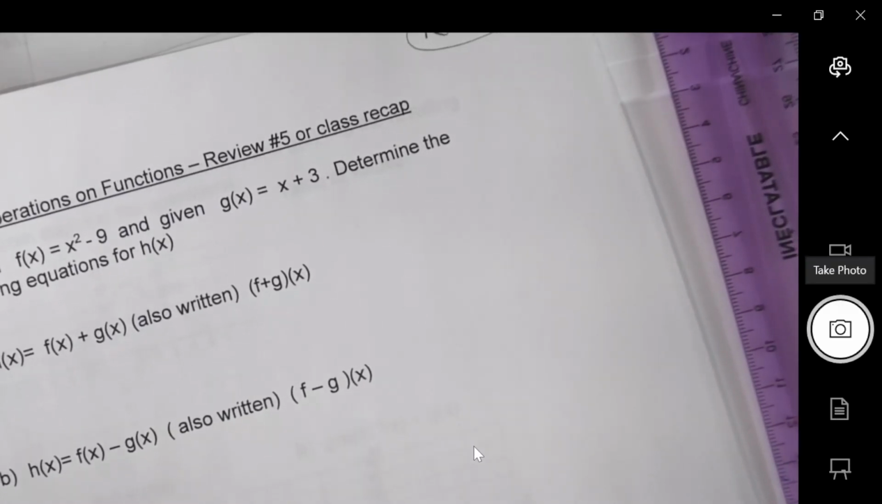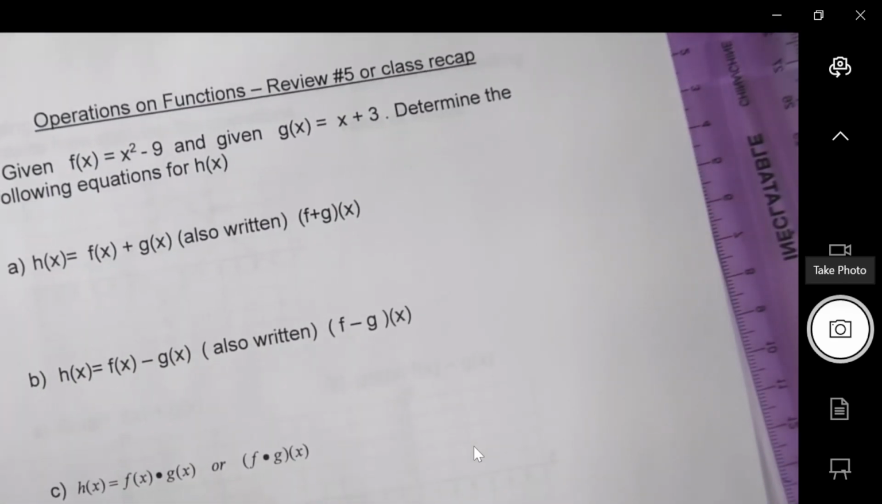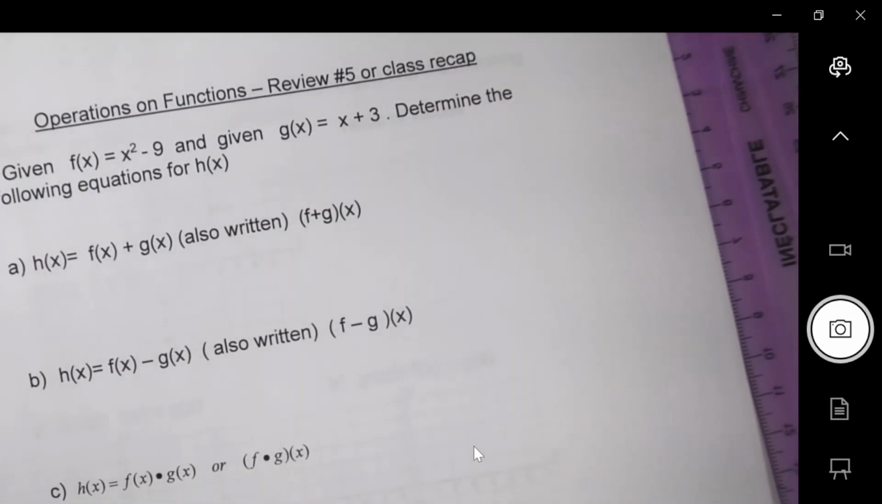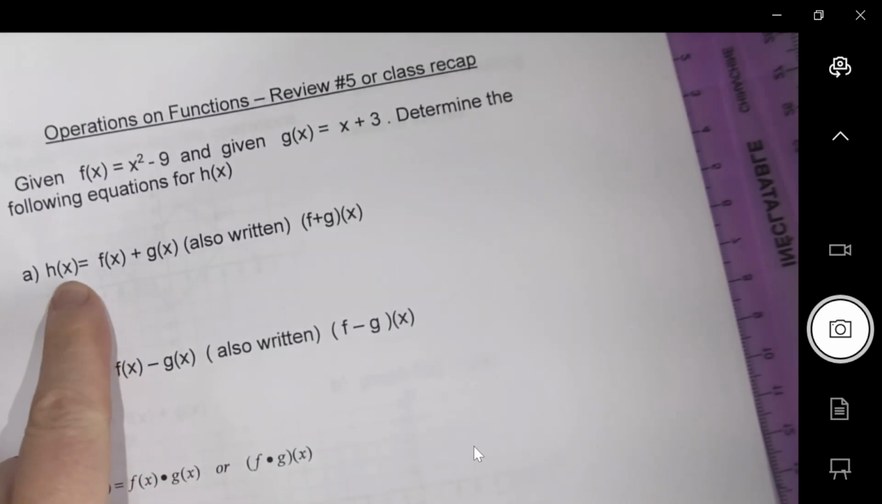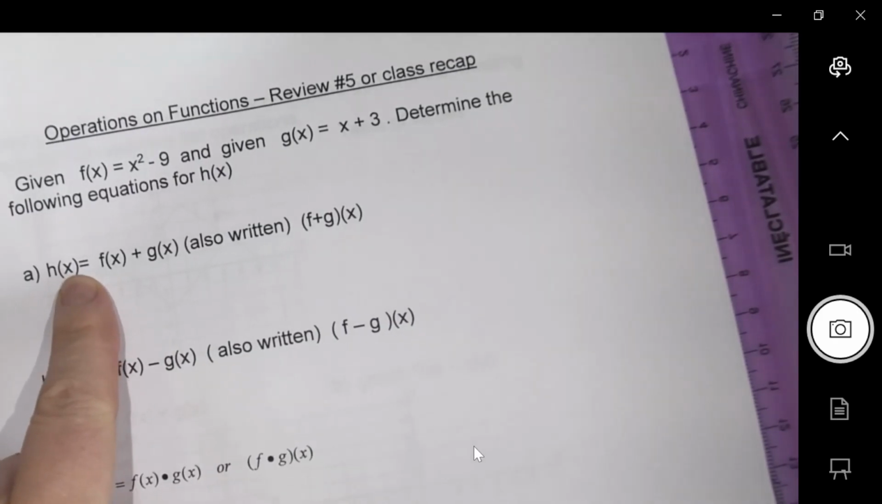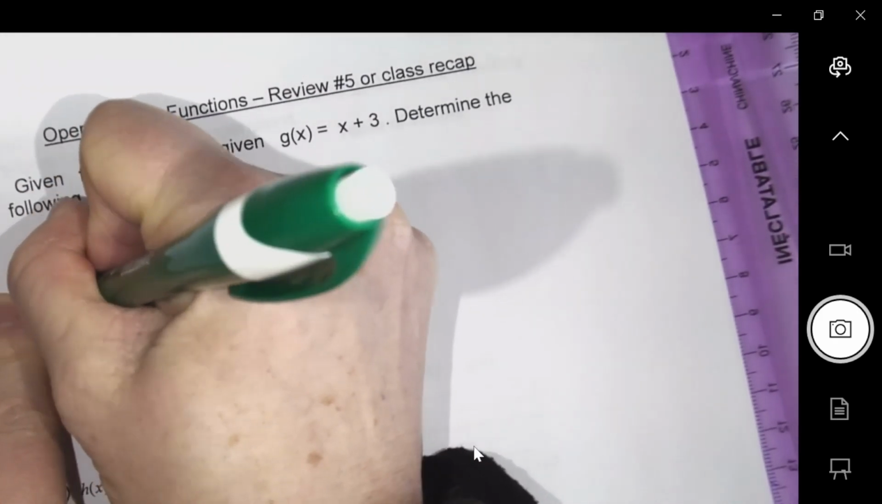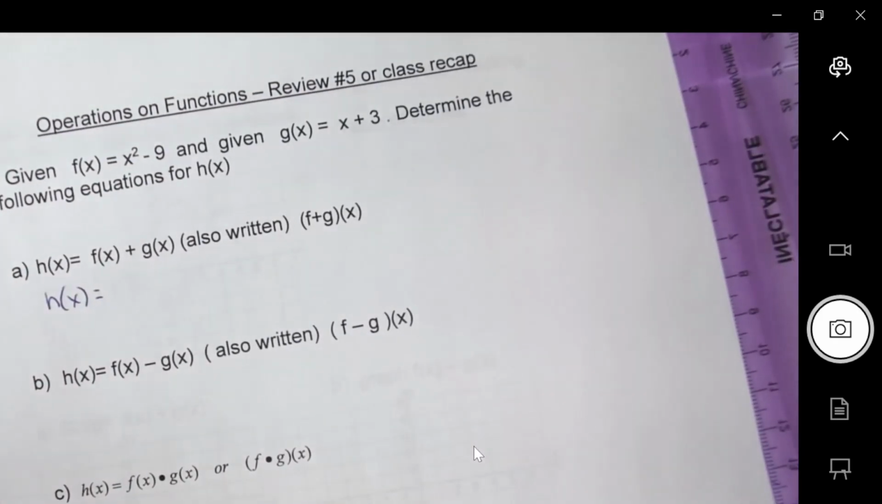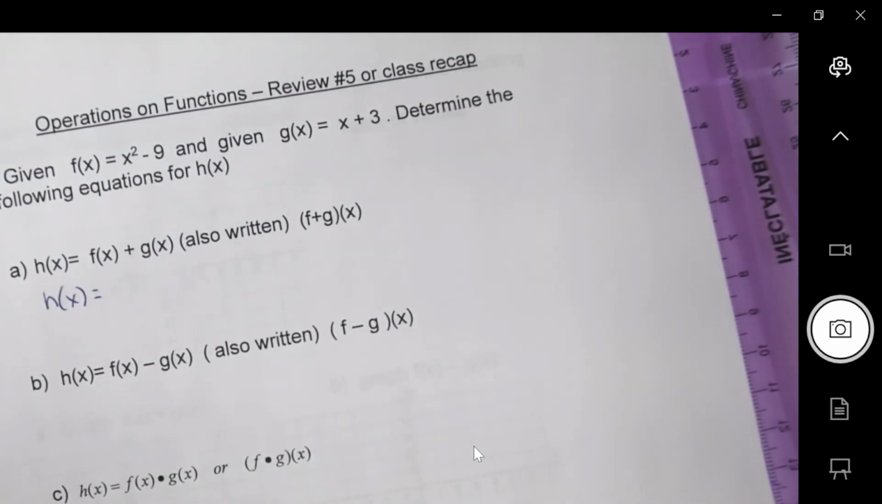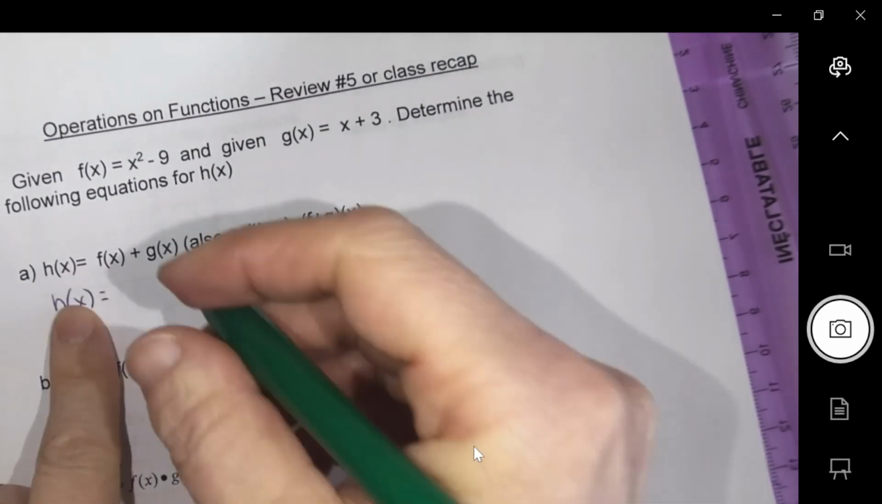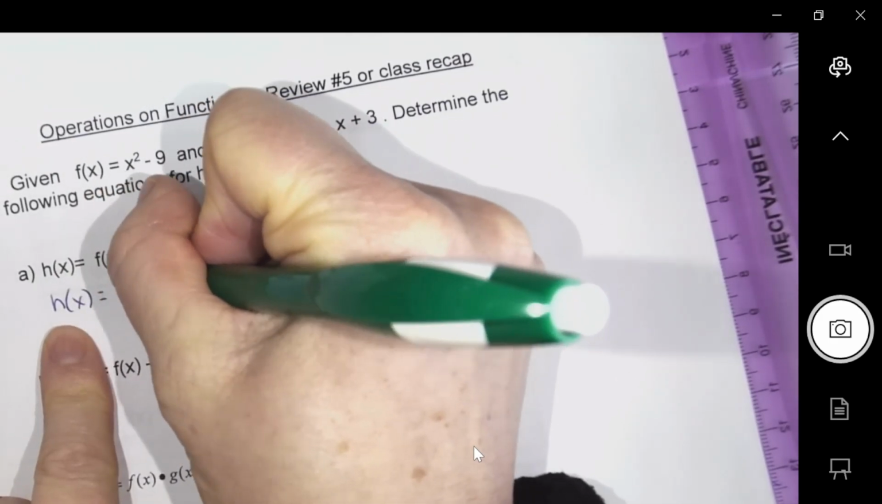Okay, operations on functions. So this would be when I give you just equations to work with. On your test, please be careful on what you're going to name your new function. This one is already indicated. The new function will be called h of x. So I'm going to have to use the appropriate labels. So h of x equals the f function plus the g function.